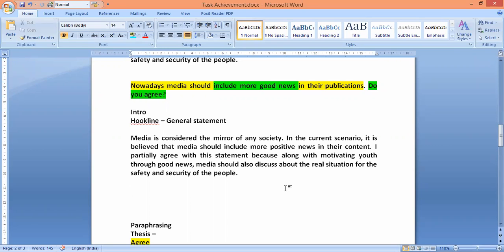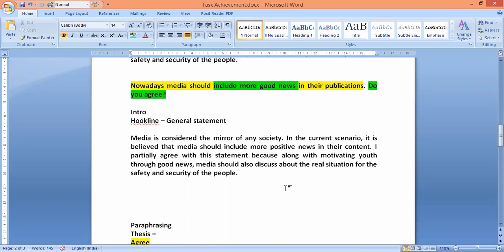But only a thesis statement will not decide 0.5 bands for you. It is the overall structure, overall content. You will get the bands upon your overall content, but definitely there would be a little bit of addition because of a specific accurate thesis statement. It can be the opposite also. If you write an inaccurate thesis statement and the rest of the things are good, it can hamper your score.